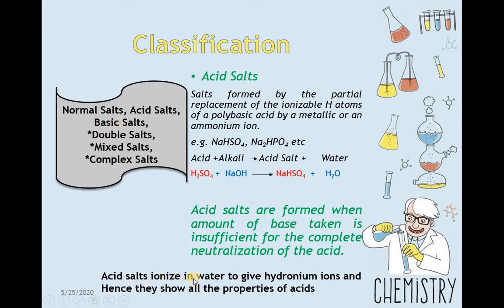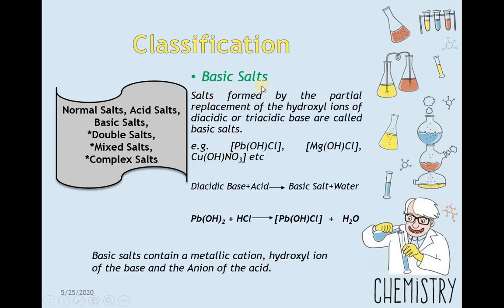Acid salts ionize in water to give hydronium ions, and hence they show all the properties of acids. Now come to the basic salts. Basic salts are formed by the partial replacement of the hydroxyl ions of a diacidic or triacidic base. Examples are lead hydroxyl chloride, magnesium hydroxyl chloride, copper hydroxyl nitrate, or you can say basic lead chloride, basic magnesium chloride, basic copper nitrate.